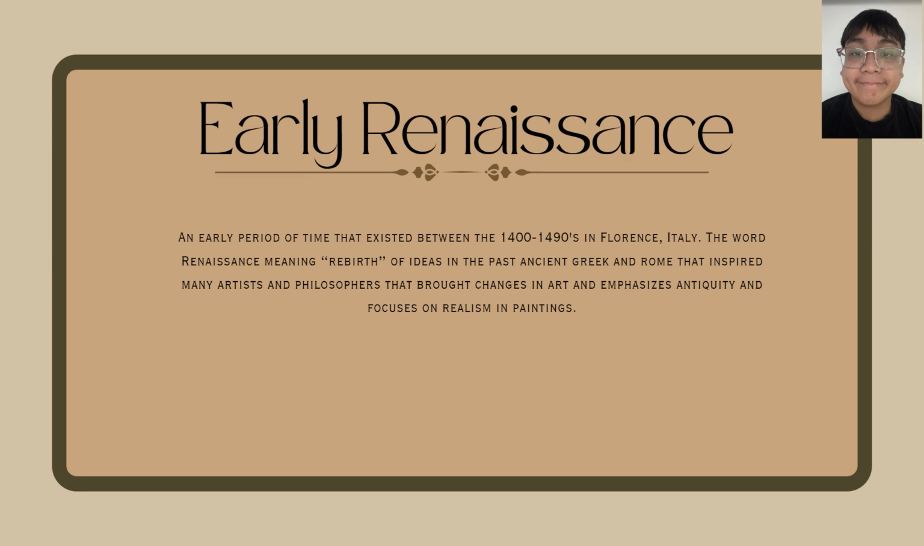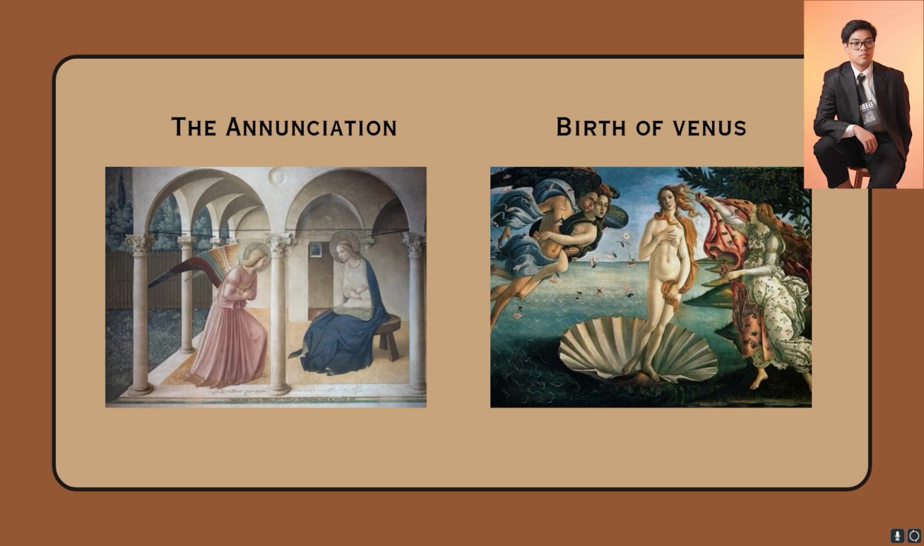So here are the examples of the paintings. The Annunciation by Fra Angelico, created around 1438 to 1445, is a masterpiece of the early Renaissance. Painted for the Dominican monastery of San Marco in Florence, it depicts the biblical moment when the angel Gabriel announces to the Virgin Mary that she will conceive Jesus Christ.